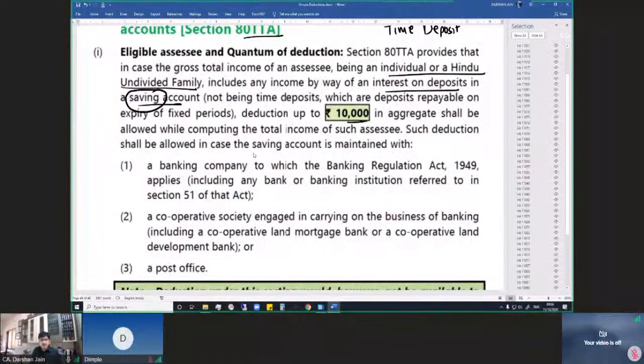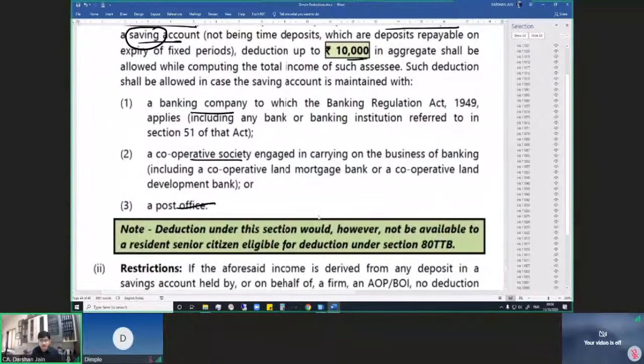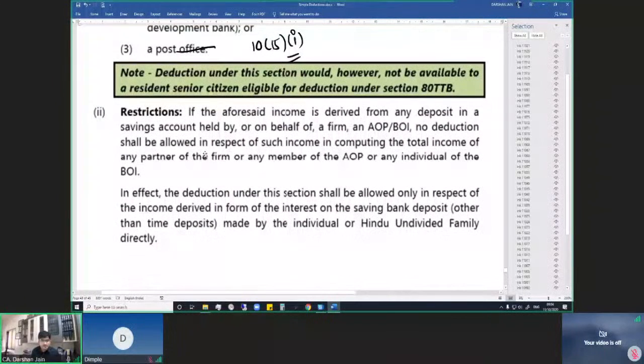Such deduction is allowed in case of savings account maintained with a banking company, a cooperative bank, or a post office. So post office savings account, banking company, or a cooperative society. Now, post office savings account is also eligible for deduction under section 10(15)(i). We've dealt with this 3,500 rupees deduction.